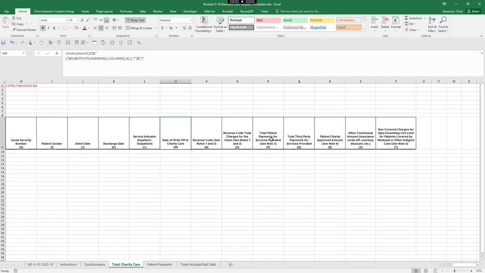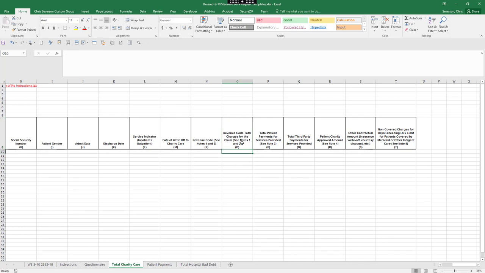Before, it was between a couple of these amounts. We moved it over here before any of this information. So now you have, again, column O would be your revenue code total charges for the claim. Note 1, remember it said that if you don't need to provide this revenue code detail, then you're only going to have one line for every claim.